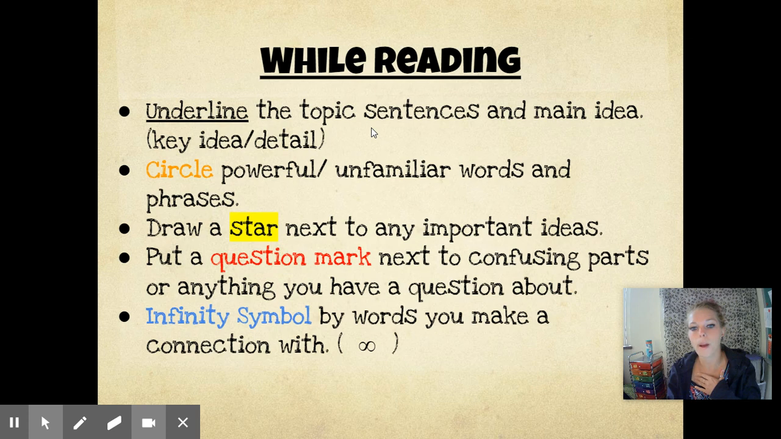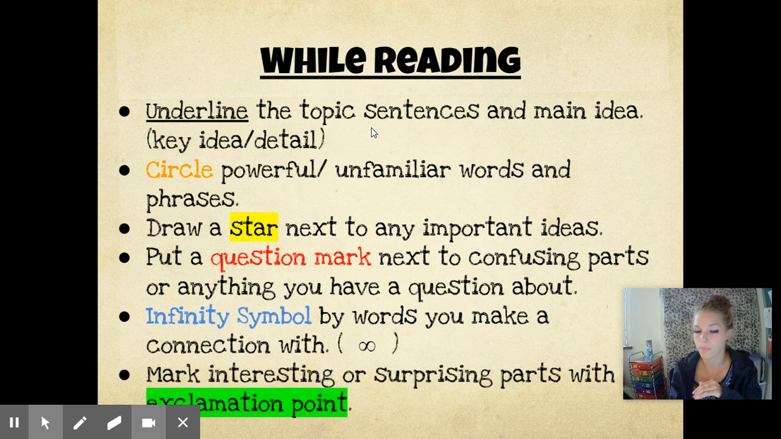The infinity symbol is probably one you're not going to remember very well, but it's a connection that you are making with the text. So think about half a circle pointing at you, half a circle pointing at the text. You're making a text connection of some sort. Text to text, text to self, text to world, text to another text. Just put the infinity symbol, the little 8, to the side, and then explain which connection you are having.